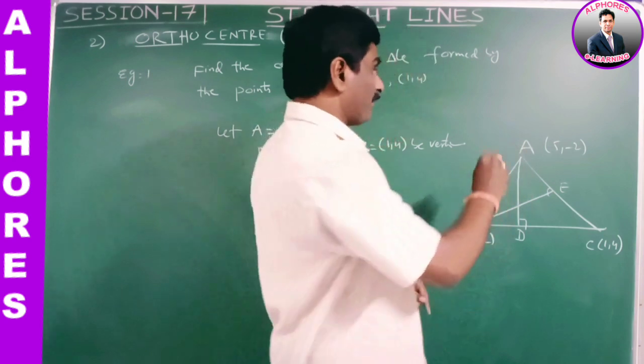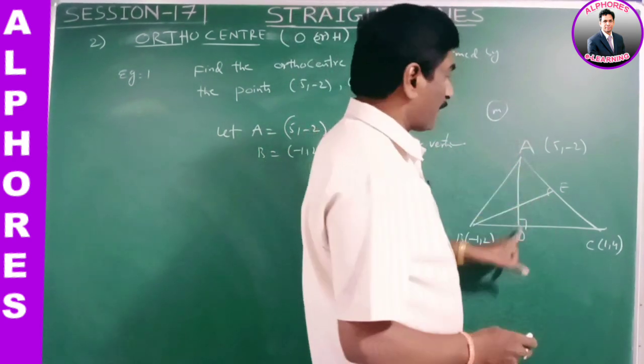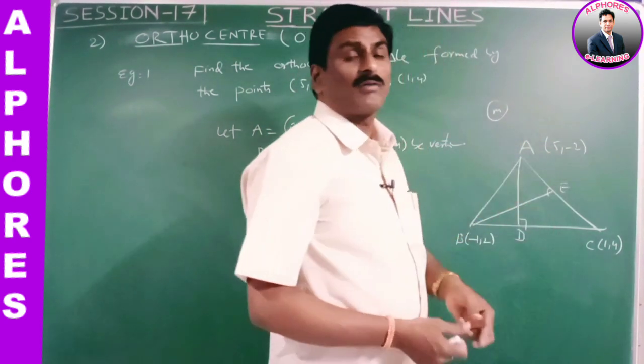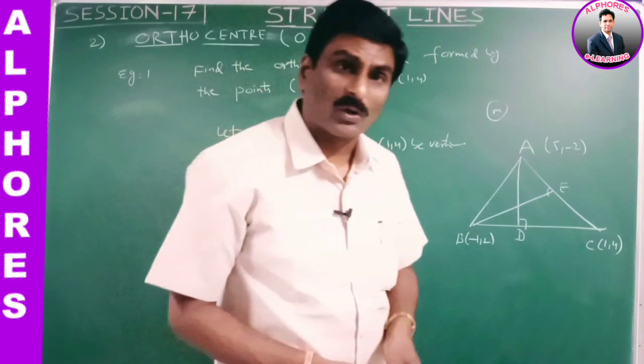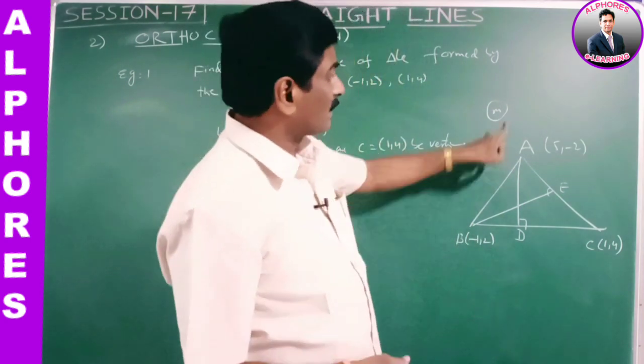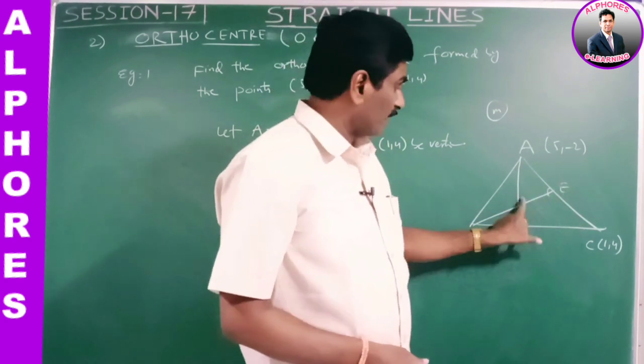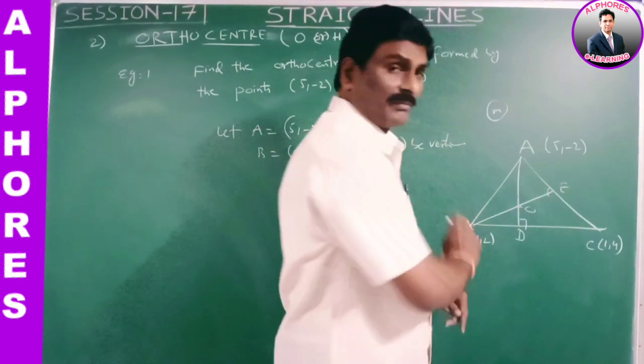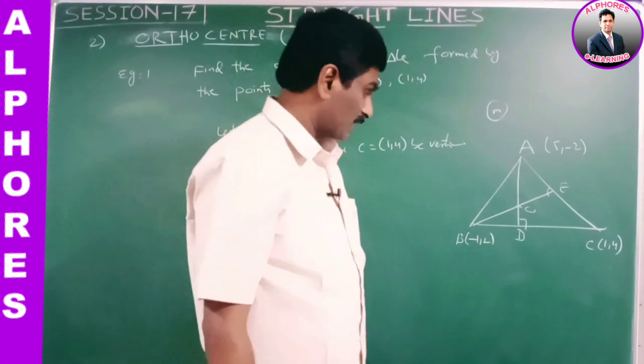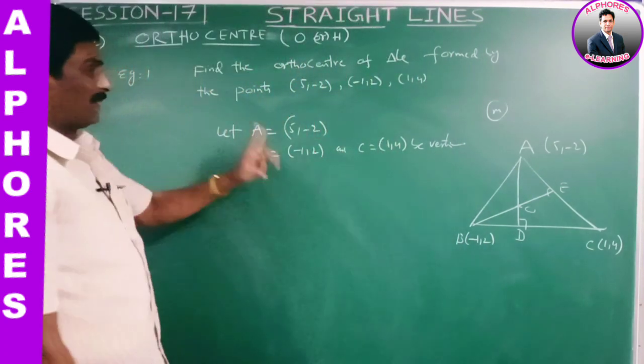If the slope of AD is m and the line AD passes through a given point, what is the equation? y minus y1 is equal to m into x minus x1. By using that property, we find the equation of the line AD. Similarly, we find the line BE. By solving these two equations, we get the orthocenter. Please note these points A, B, C.